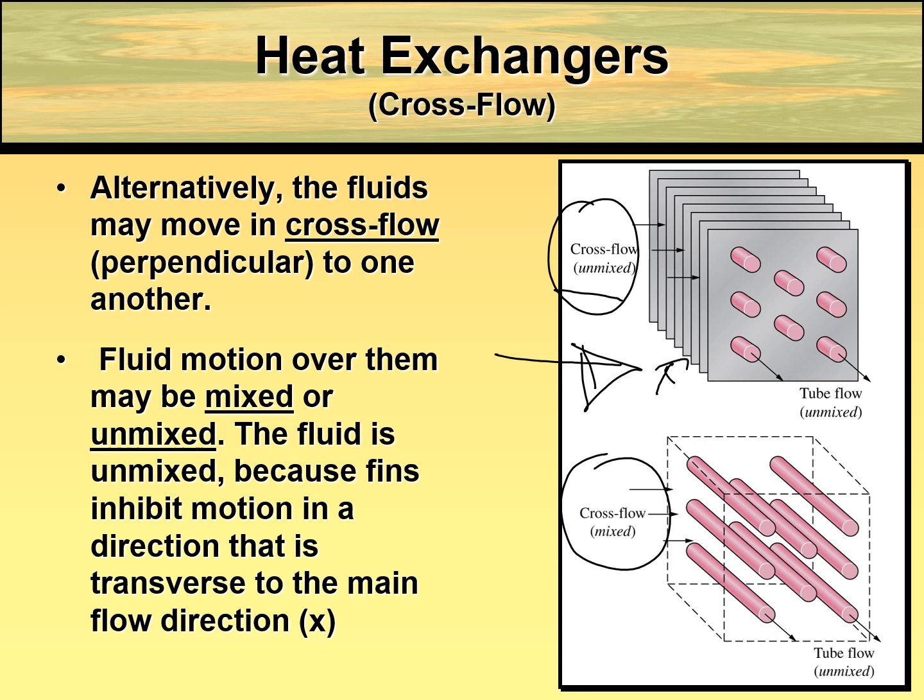Okay, so this is a fin, where the usage of the fin is to increase the surface area, whereas for the mixed cross flow heat exchanger, there is no fin in the sections. Alternatively, the flows may cross perpendicular to one another, where the fluid motion over them may be mixed or unmixed. The fluid is mixed because it exhibits motion in the direction that is transverse to the main flow direction.